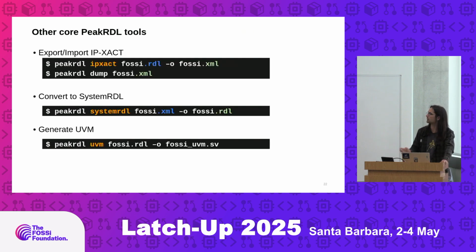So IP-XACT I talked about, you can import and export that. If you are migrating from a different format, you can convert things to SystemRDL. And then, of course, I mentioned UVM. That'll generate that UVM register model. So great.